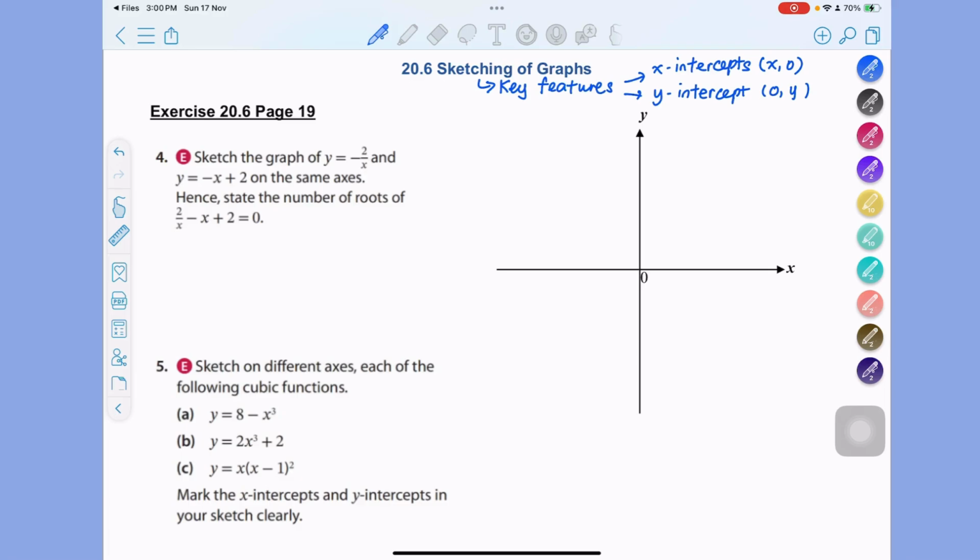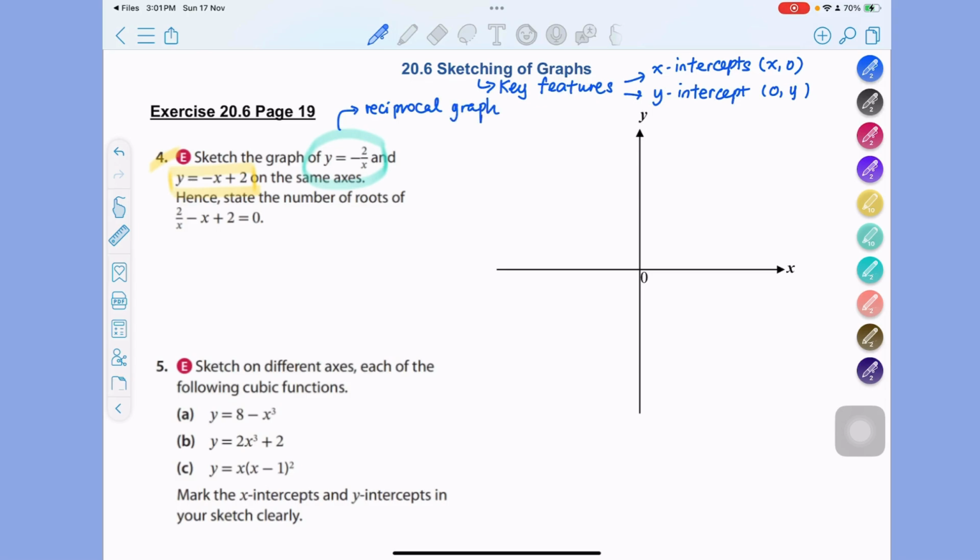Let's look at this question 4. In this question 4, they ask you to sketch the graph y equals negative 2 over x, and at the same time you have to sketch another linear graph, y equals negative x plus 2. We look at the first part first. We must know what type of graph this is. In the previous lesson we learned many types of graphs. This graph we call a reciprocal graph.